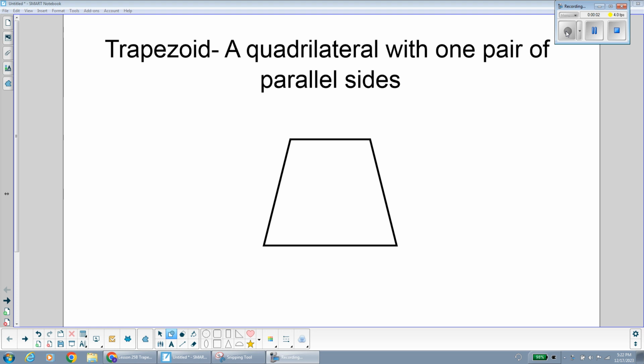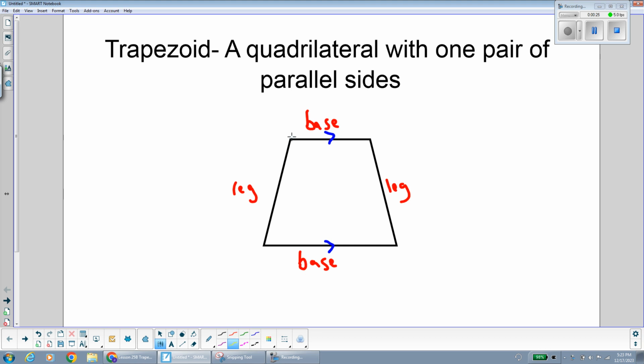A trapezoid is a quadrilateral with one pair of parallel sides. When we have a trapezoid, we have two bases, the top base and the bottom base, and the other two sides of the trapezoid are called legs. The only special property of trapezoids is that they have one pair of parallel sides.